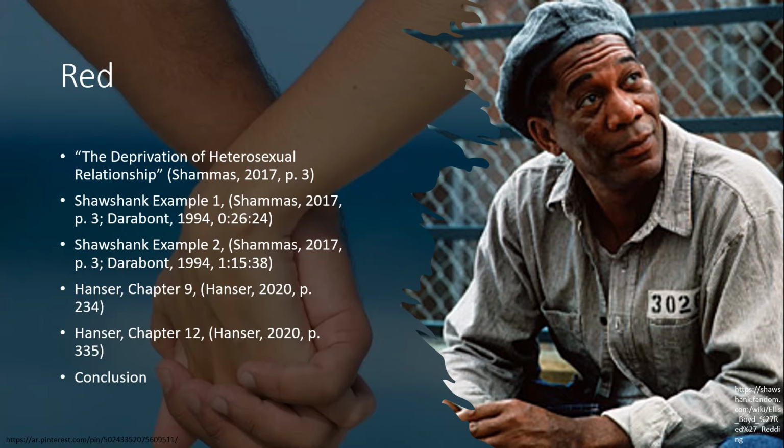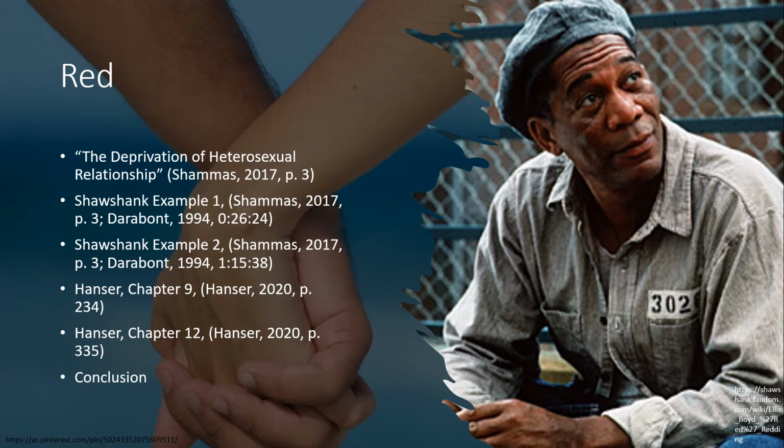The first Shawshank example that best applies to this comes from Darbot, 1994, 26 minutes, 24 seconds. This is where Red introduces the sisters to Andy and describes how essentially they use homosexuality as kind of an outlet. It's implied that they use the outlet as an outlet from Red. Red doesn't necessarily say it.